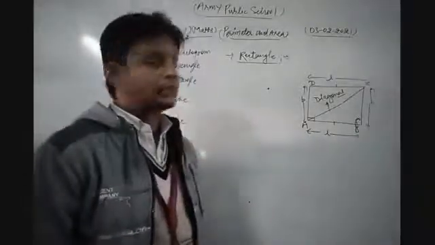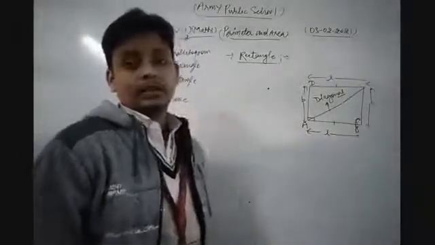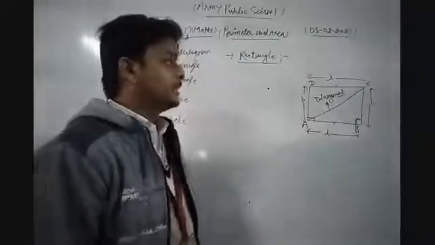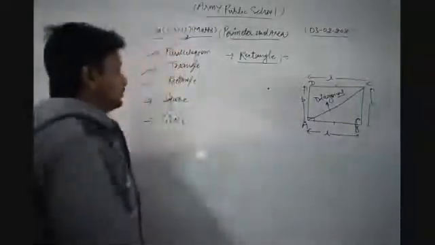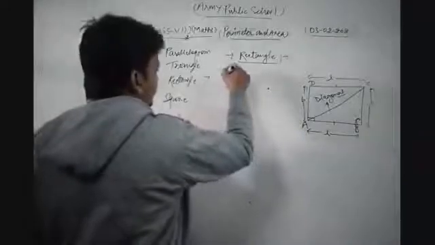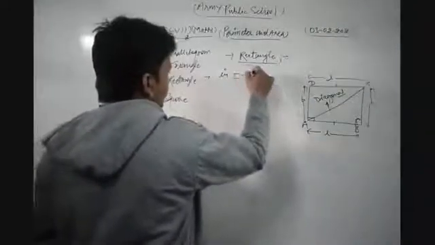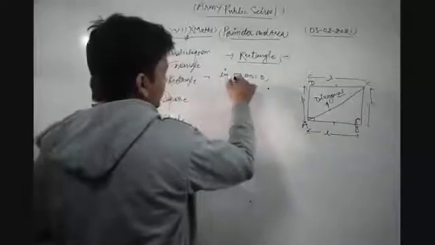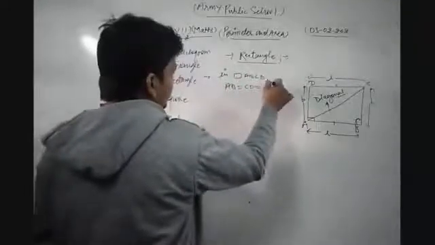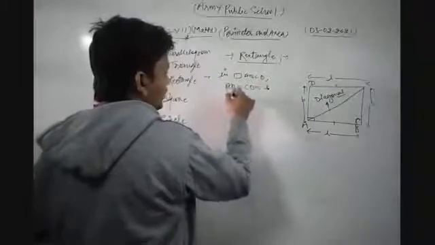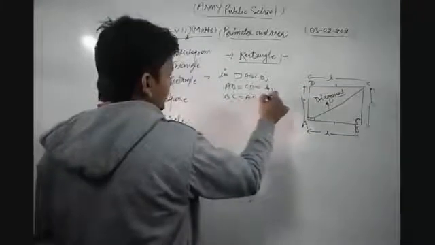Now, what is the formula? It's perimeter and area. Dear student, first of all, we discuss the perimeter. In rectangle ABCD, AB is equal to CD is equal to L unit, and BC is equal to AD is equal to B unit.